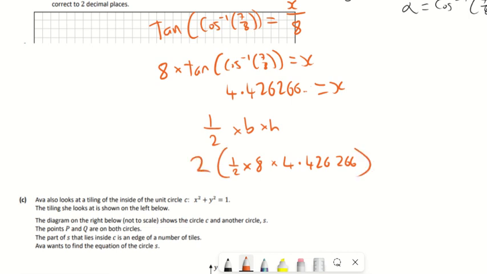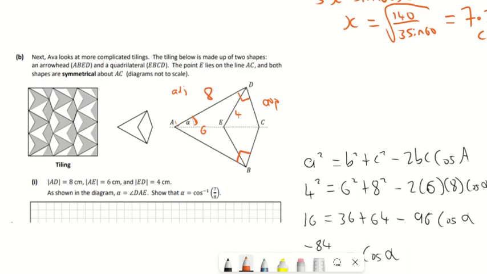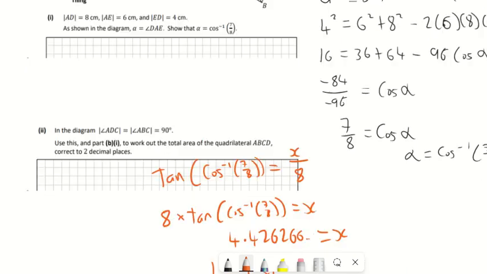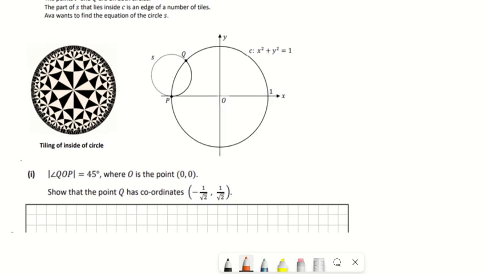So the 2 and a half would cancel out if you want to do it that way, but it's probably easier to just put it all into the calculator. So we get 35.41 centimeter squared, because it's area. So that's it, that's all for that part. Then we're on to the last one.